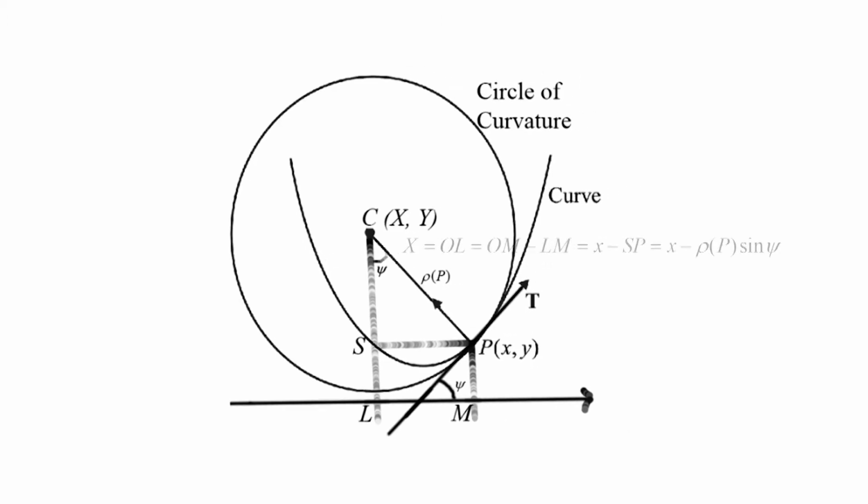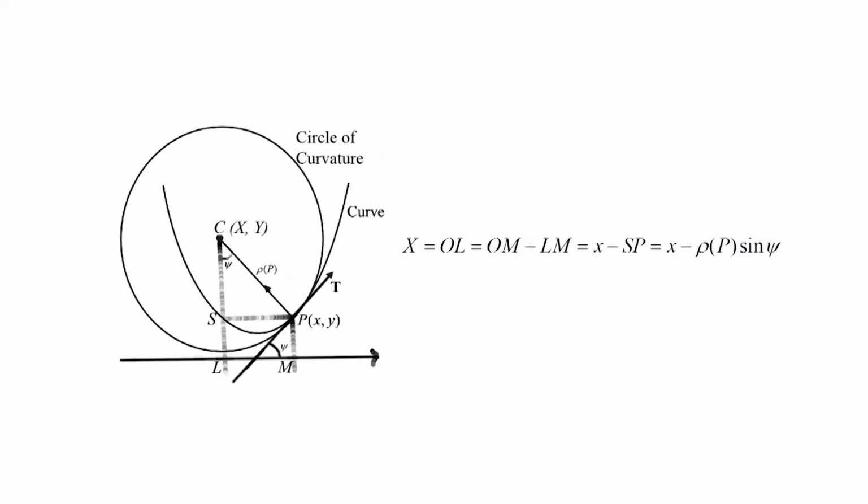Also, uppercase X is equal to OL, which is equal to OM minus LM, which is equal to x minus SP, which is equal to x minus rho of P times sin psi, and uppercase Y is equal to LC, which is equal to LS plus SC, which is equal to y plus rho of P times cos psi.